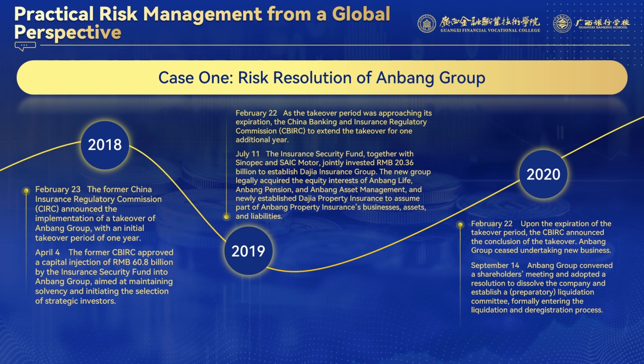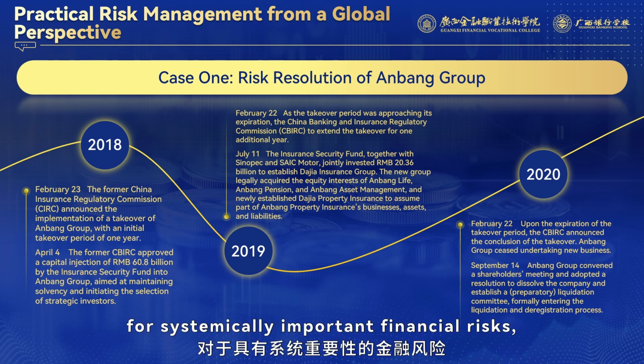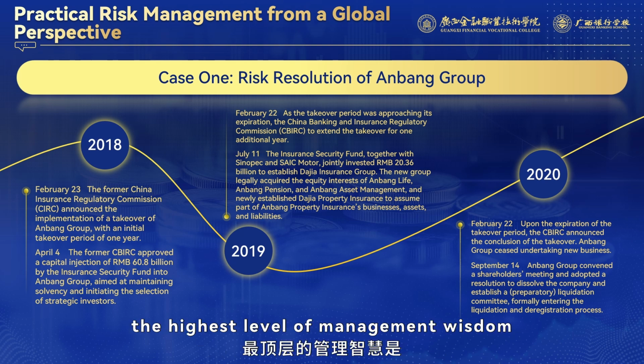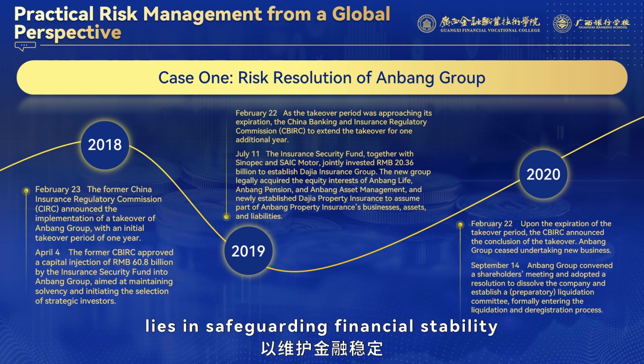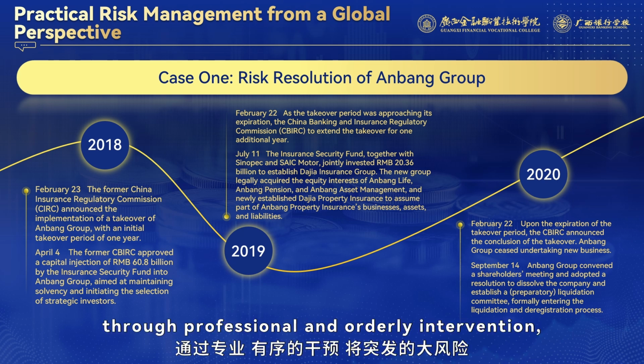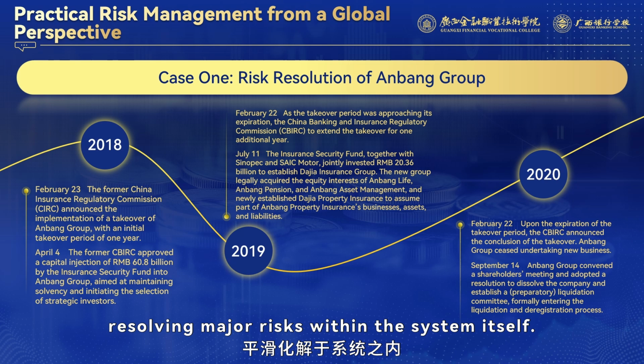This case shows that for systemically important financial risks, the highest level of management wisdom lies in safeguarding financial stability and public interest through professional and orderly intervention, resolving major risks within the system itself.